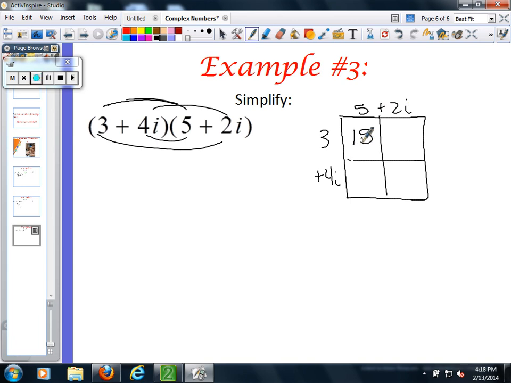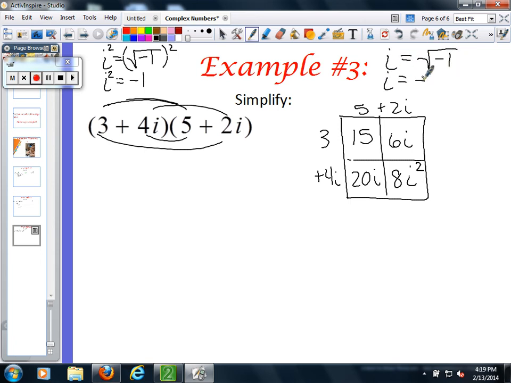This is 15. This is 5 times 4, which is 20i. This is 6i. And then this is going to be 8i squared. Now, this is where things get a little bit different. I just told you to remember that i equals the square root of negative 1, right? Which means if I square both sides, I get i squared equals negative 1. So now you have the truth that i equals the square root of negative 1 and i squared equals negative 1.